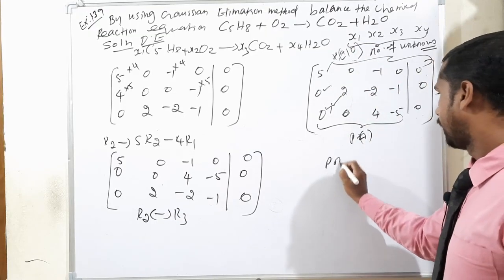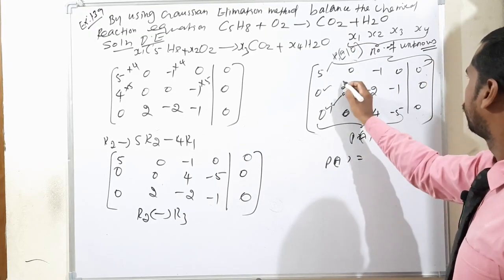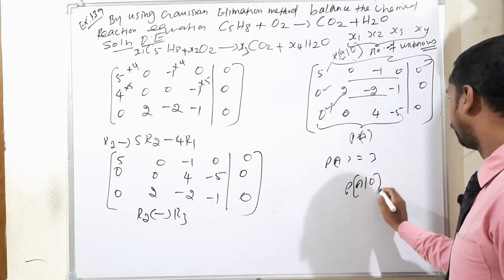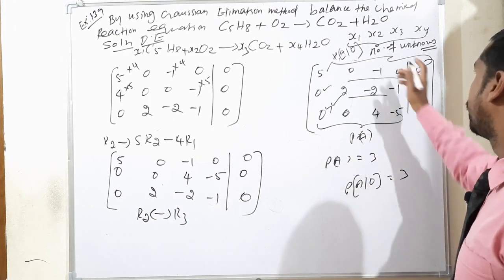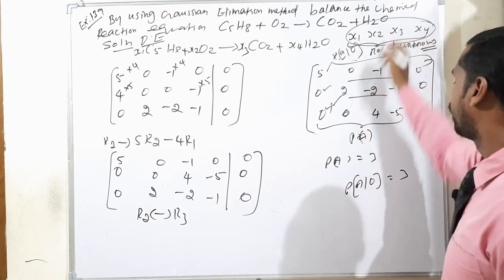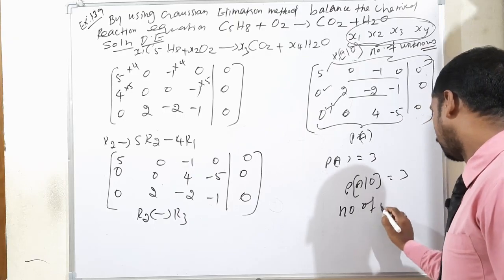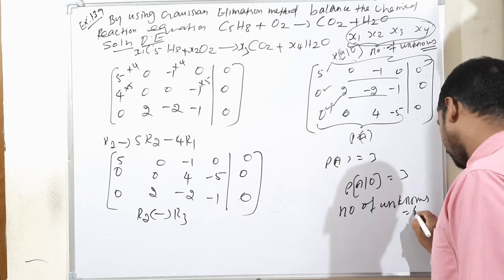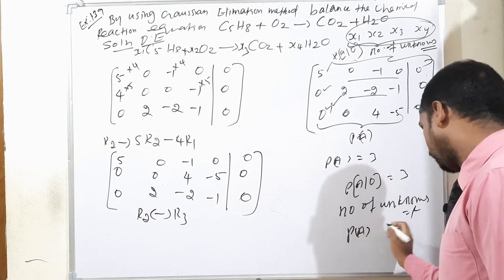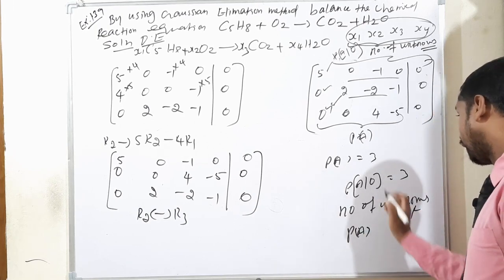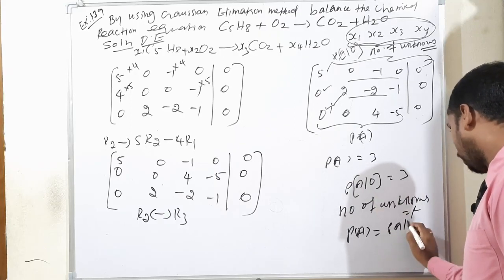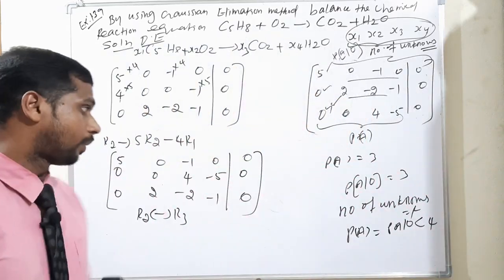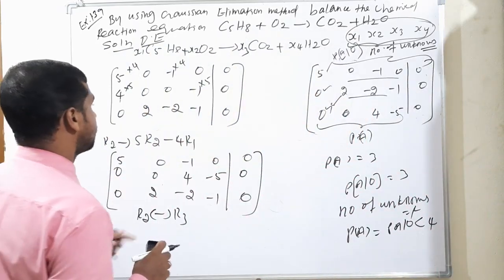So, now the rank of A, how many non-zero rows? 1, 2, 3. Then rank of A with O, how many non-zero rows? Here also 3. But the number of unknowns is 4. Therefore, rank of A is equal to rank of A with O, which is less than 4, because we are comparing with the number of unknowns. Therefore, it is consistent.